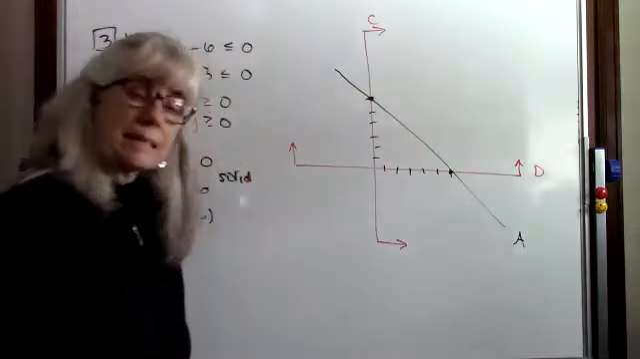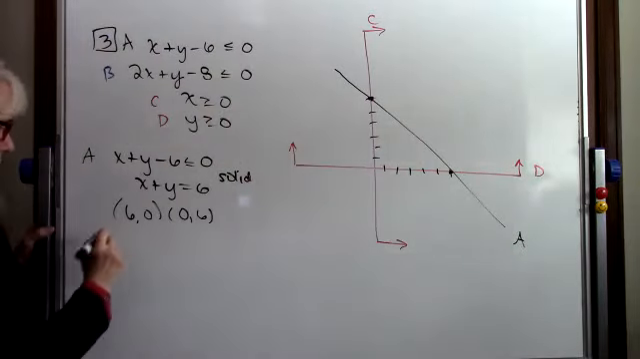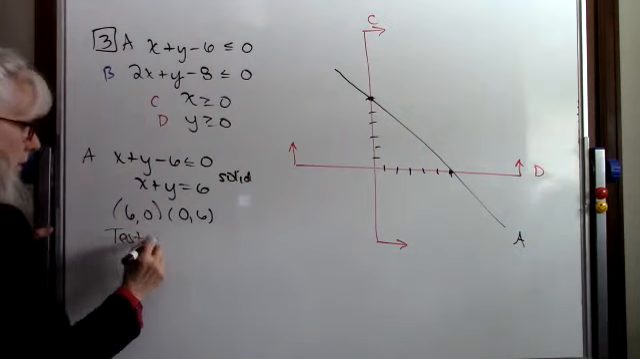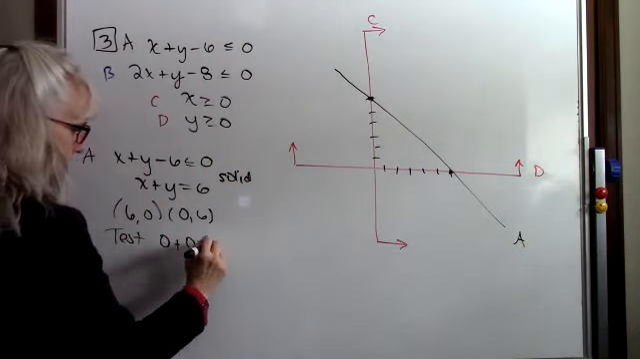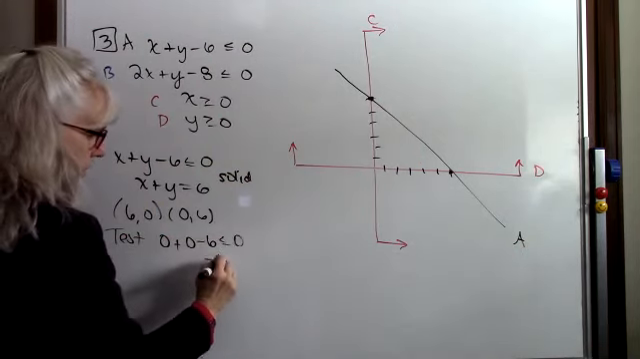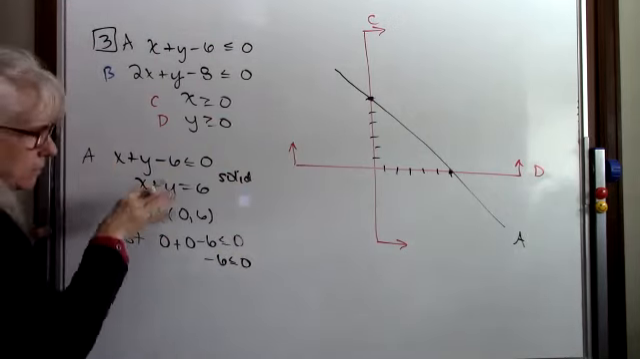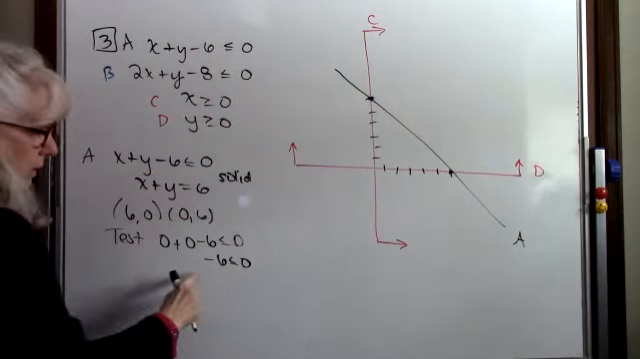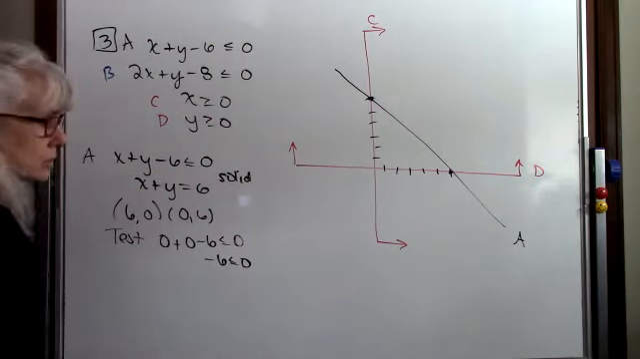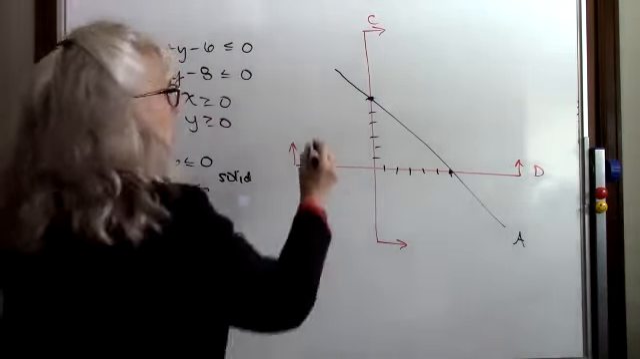And all we have to do is test it to see which way we're going to shade it. I'll use the origin. So is 0 plus 0 minus 6 less than or equal to 0? Notice that when I test it, I always go back to the original statement, not something that I manipulated along the way. So negative 6 is less than 0, so we know that that is going to point towards the origin.